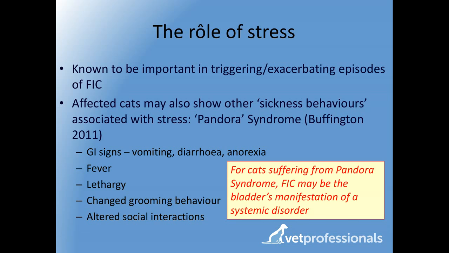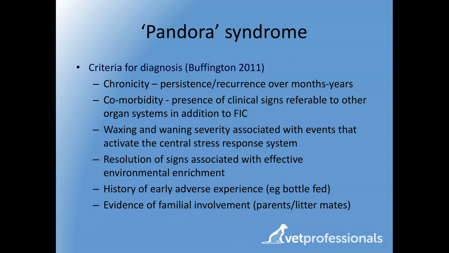And the suggestion when it comes to feline idiopathic cystitis is that for these cats that have Pandora syndrome, what you're seeing is the bladder's manifestation of a stress response disorder that affects them more generally. The criteria suggested for diagnosis of Pandora syndrome are, firstly, that this is a chronic condition which either persists or recurs in association with different stresses, and that there is a comorbidity. In other words, other sickness behaviours are present in the cat that's affected by idiopathic cystitis. And ideally that you can demonstrate that clinical signs are associated with events that are stressful to the cat. So the cat may be fine when everything is under control in its life, but if it is stressed by changes in the household, that could be enough to trigger these signs of idiopathic cystitis and other sickness behaviours.